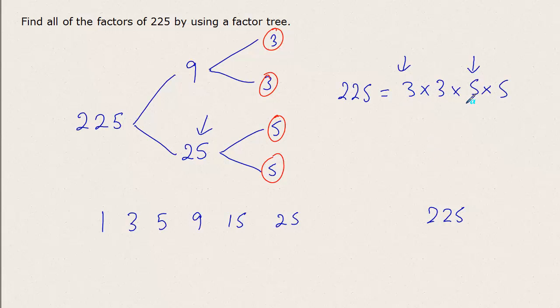Take 2 3's together with a 5. So that's 9 times 5, which is 45. So that's going to be a factor as well. Take both 5's with a single 3, and that gives us 75. So 75 is a factor.